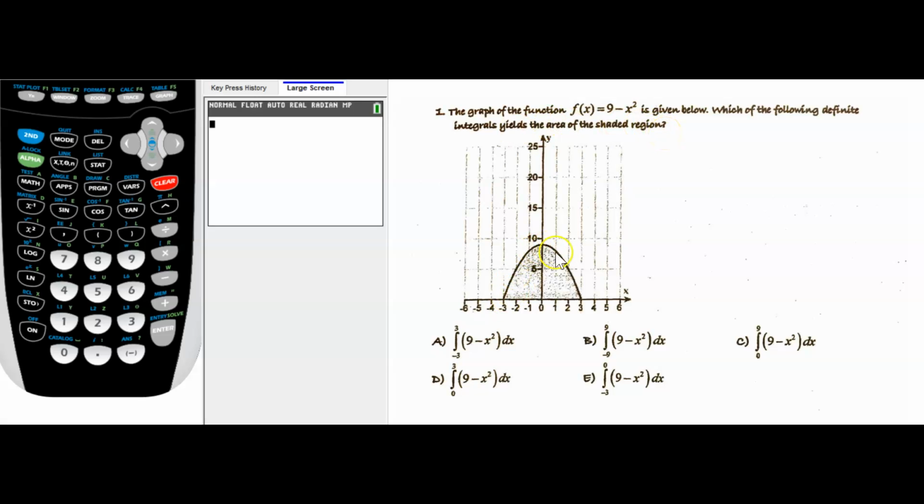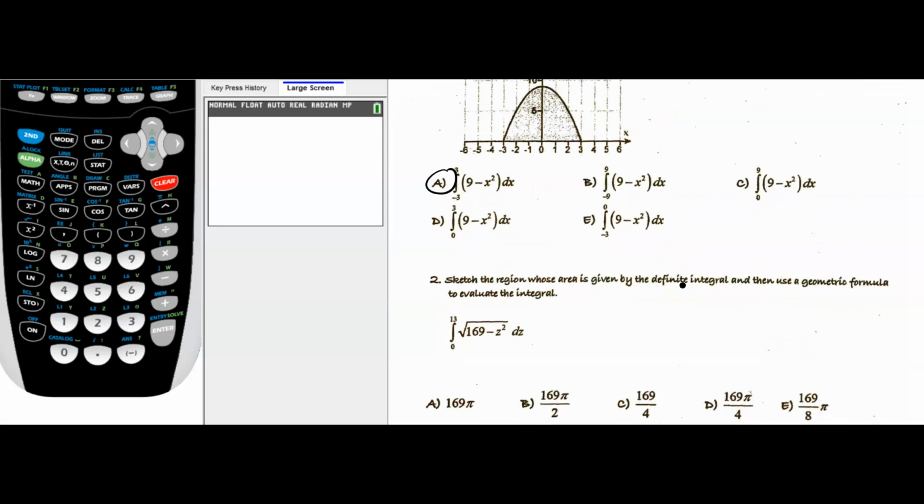So I've got a function, 9 minus x squared. It looks like I'm trying to capture the area bounded by it and the x-axis from -3 to 3. And so as I look down here, you could see that the only one that is doing so is choice A. So the definite integral of 9 minus x squared from -3 to 3 is exactly what we see in this picture. Okay, let's go on to number 2.